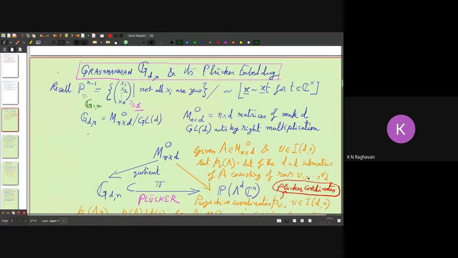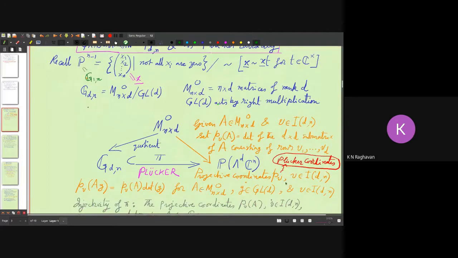V1 through Vd are D elements between 1 and n, arranged in increasing order. So if I choose these rows, and all D columns, then I get a D by D submatrix, and I take the determinant of that. That I denote by P_V(A). I'll send it to this projective space, which has projective coordinates P_V, V belonging to I_{D,N}. These are called Plücker coordinates.